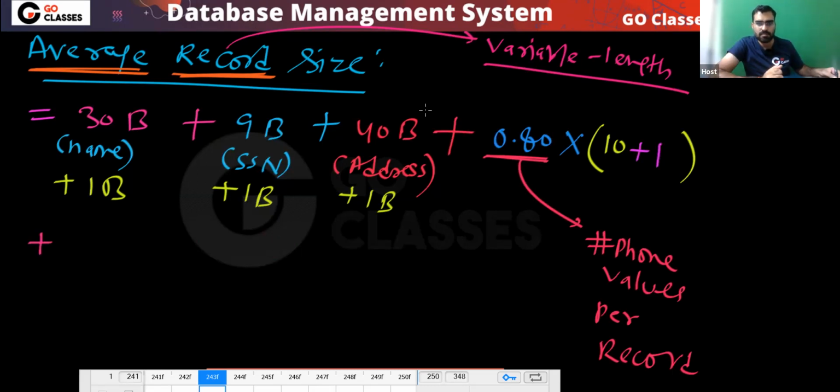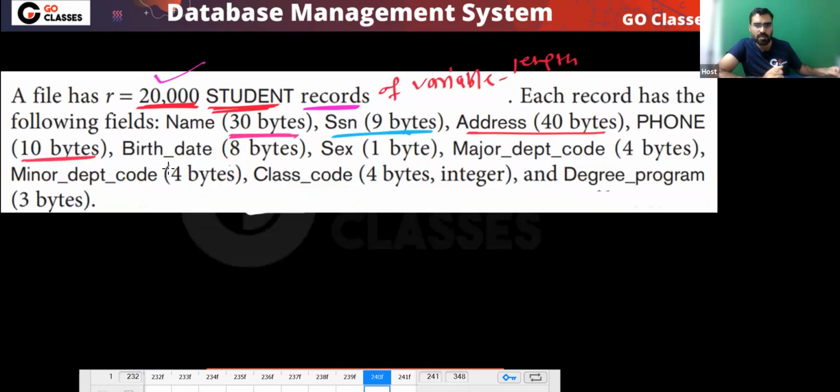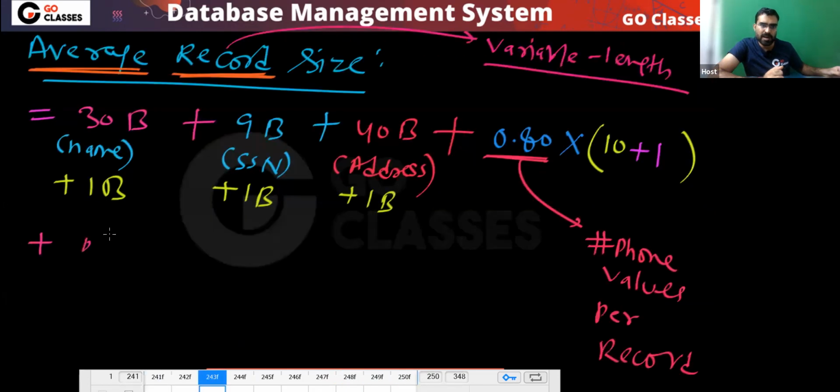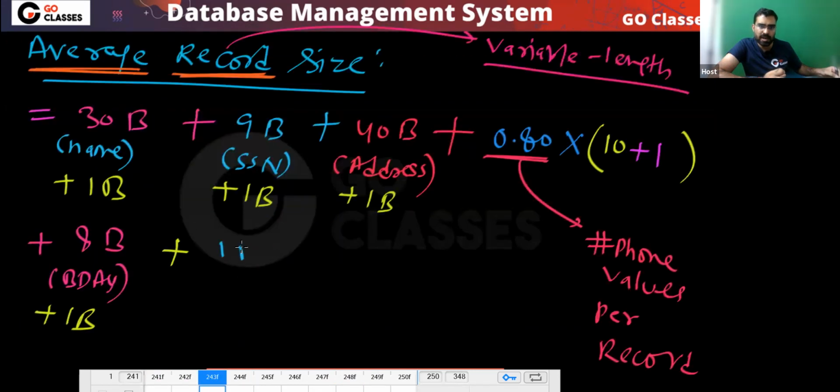Plus, what is the next? The next is, after phone number, birthday date. Everyone has this birthday date, 8 bytes. So 8 bytes for birthday date plus 1 byte. This is for birthday. And of course, plus 1 byte, this extra. Plus, what is the next? The next is 1 byte for sex. And what you will do? Plus 1 extra byte, because this is also in every record.